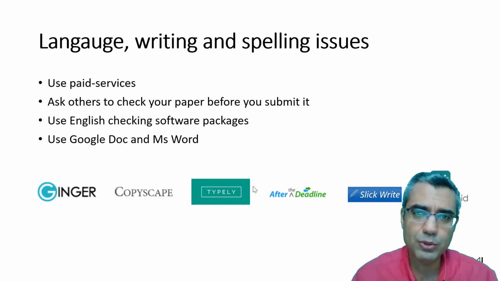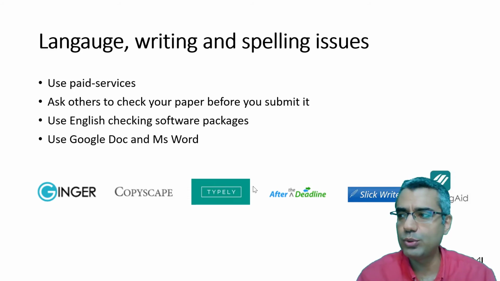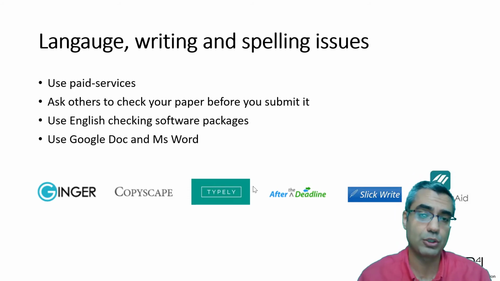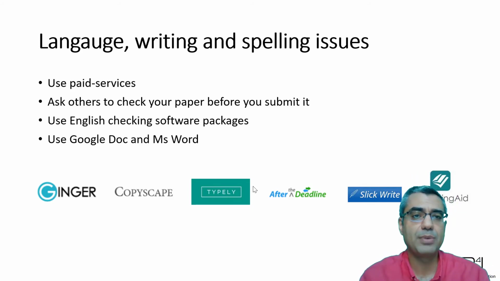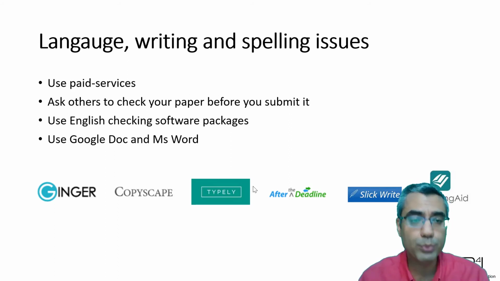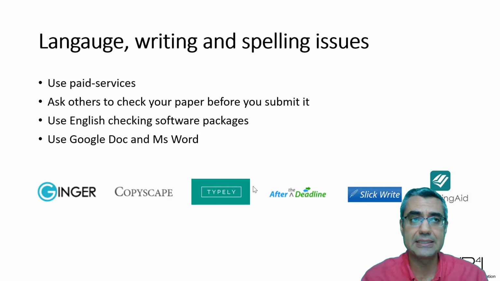Another issue: language, writing, and spelling issues. It's debatable. I know that English is not the first language of many of us, including myself. But at the end, if you are submitting to an English journal, you need to proofread your work and make sure that the English writing is good. One of the reasons that we reject papers is English writing.